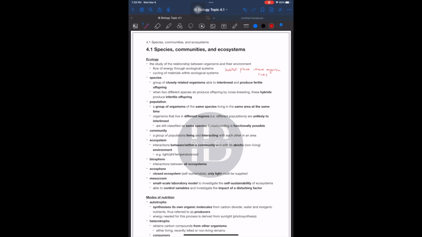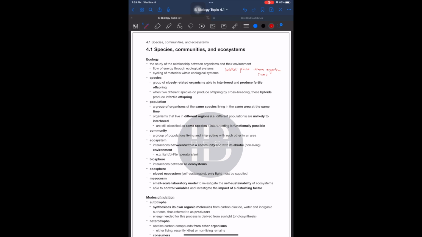So that's habitat. For community, a community is a group of populations that lives and interacts with each other in an area. For ecosystem, an ecosystem is the interactions that exist between or within a community, as well as with its abiotic or non-living environment, such as different conditions like light, pH, temperature, as well as soil.